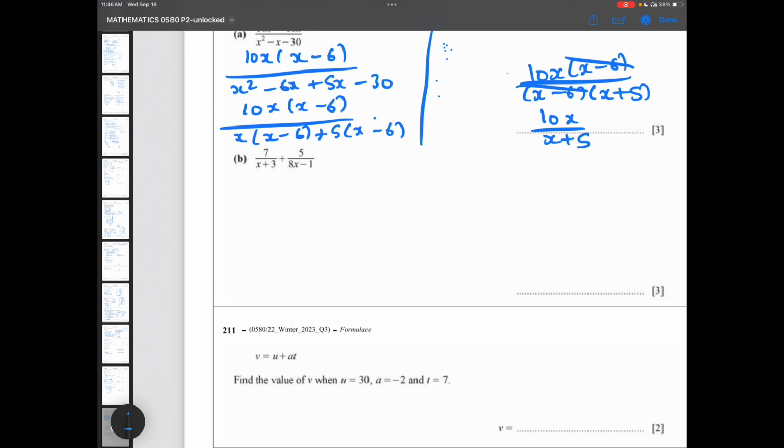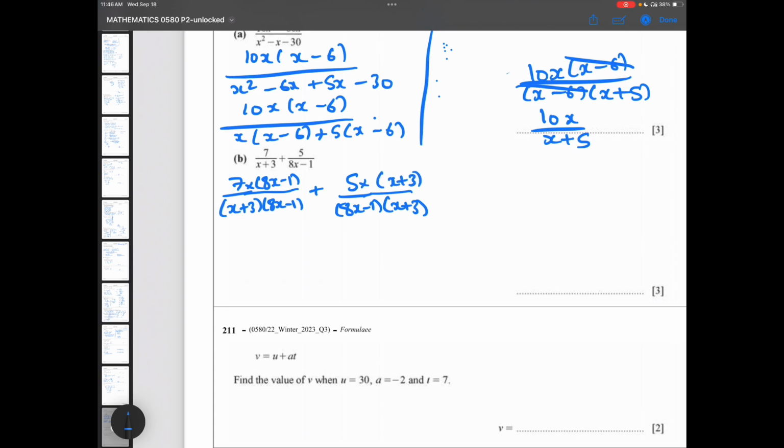So in order to write it as a single fraction, we will have to make the denominators common. To do that, I will multiply x + 3 with 8x − 1. So I will have to multiply the numerator with 8x − 1 as well. Plus 5 upon 8x − 1, I will have to multiply 8x − 1 with x + 3. So now I will have to multiply my numerator 5 with x + 3 as well.